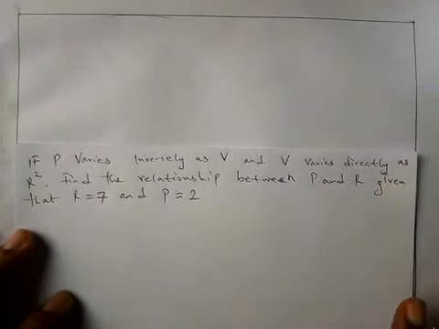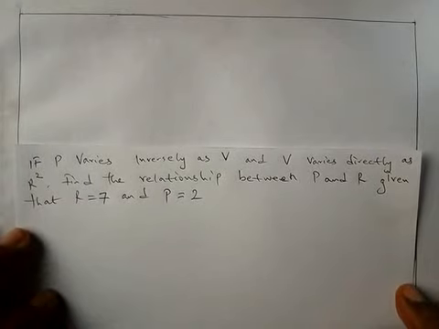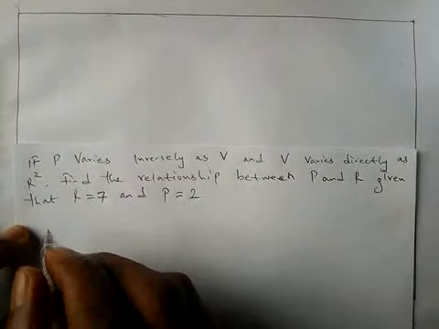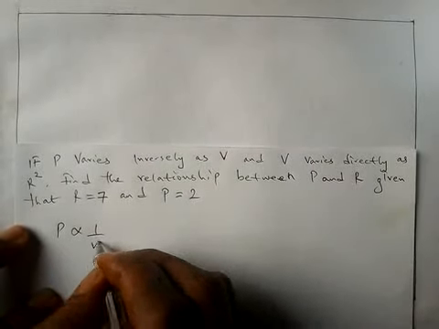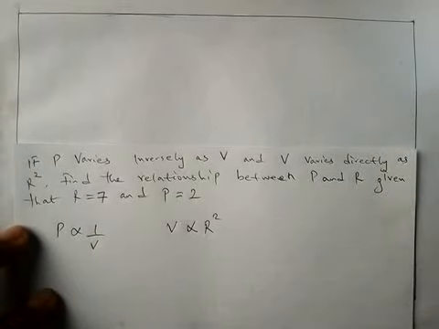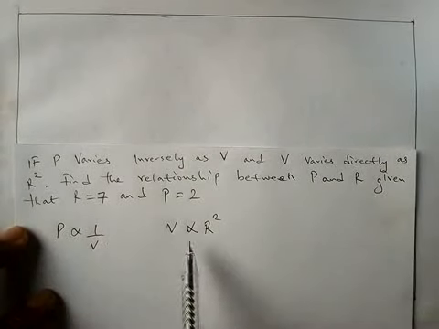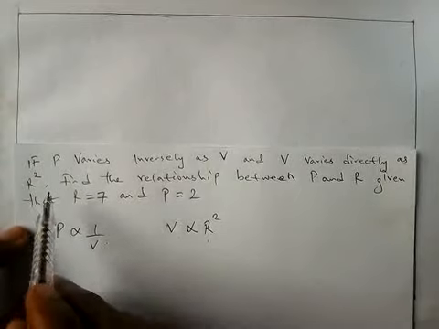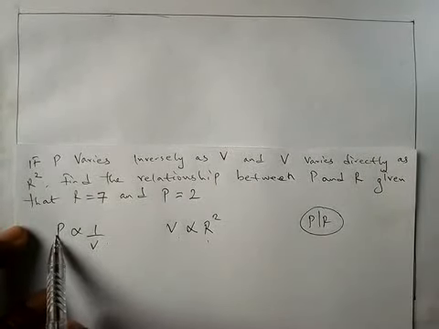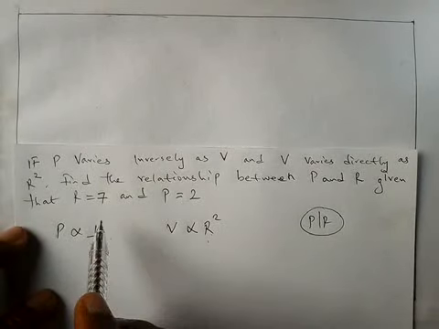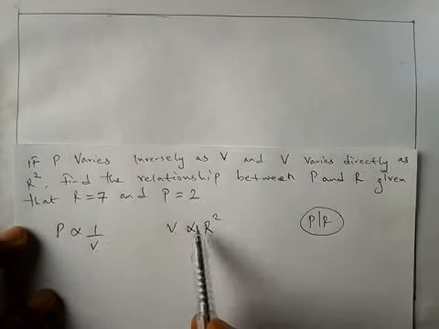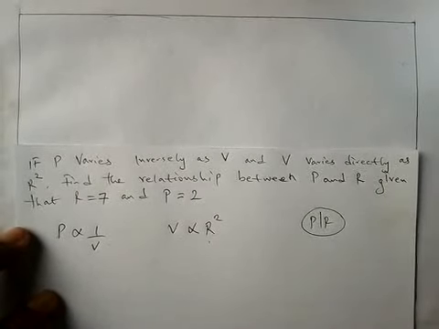Right. Please write along as I take the questions. Write along. Okay, so p varies inversely as v, and v varies directly as r squared. So p varies inversely as r squared. Find the relationship between p and r. So we want to combine p and r. Now, if you look critically here, to combine p and r, we need to represent what v is.